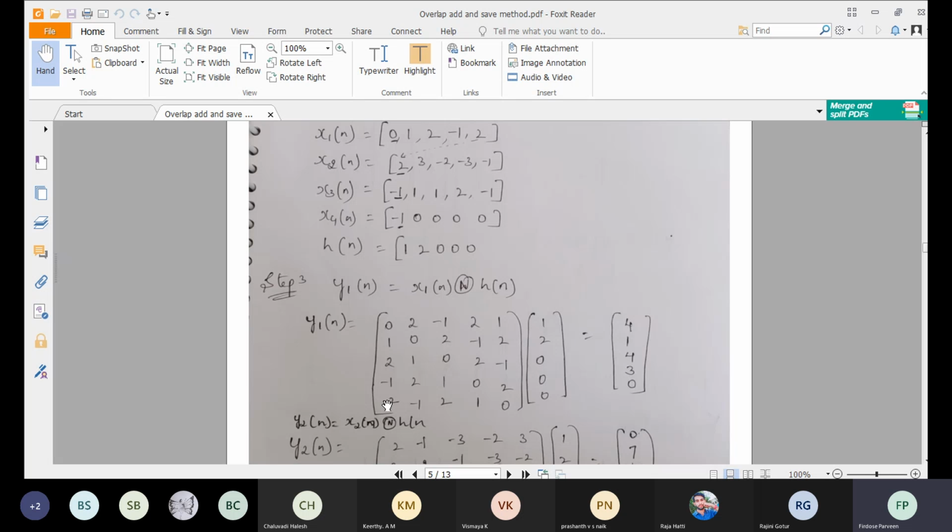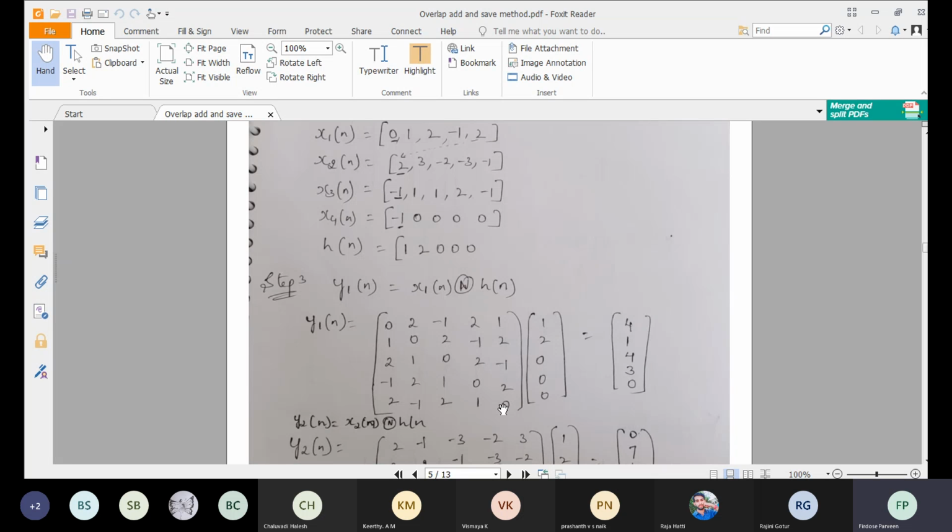To do circular convolution, you can do it in this way also. You can repeat like this. I will circular shift this one. So 2, 0, 1, 2, minus 1. Again minus 1 will come upwards. Then 2, 0, 1, 2. Getting? Then this 2 will come here, minus 1. This 2 will come here, 0. Then this one again will come here. So this is 2, minus 1, 2, 0.